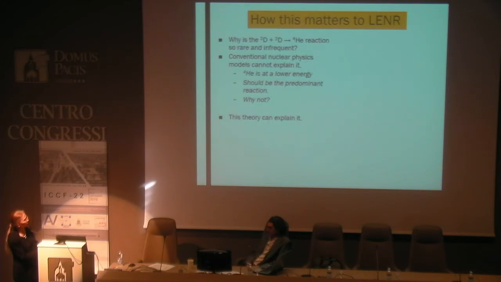I don't have time to talk about this one. Let me talk about this. This one's interesting. Why is it that the D2 to D2 reaction going to helium-4 is so rare? It happens once every 10 to the -8 compared to the other two reactions. Conventional nuclear physics cannot explain it. They say, well, helium-4 has a lower energy, therefore that should be the preferred child nucleon, but it's not. So why not? This theory can explain it.